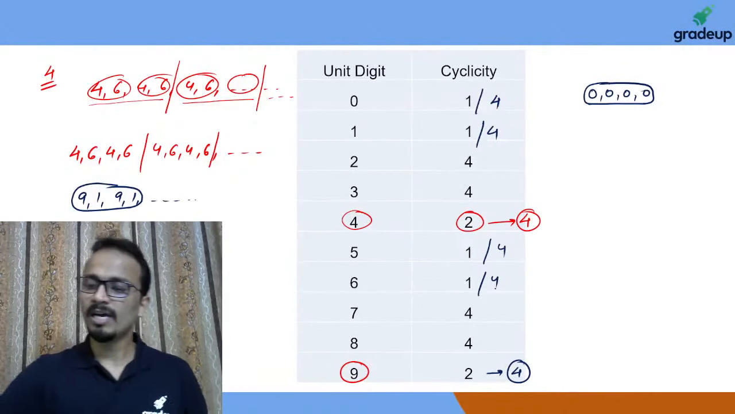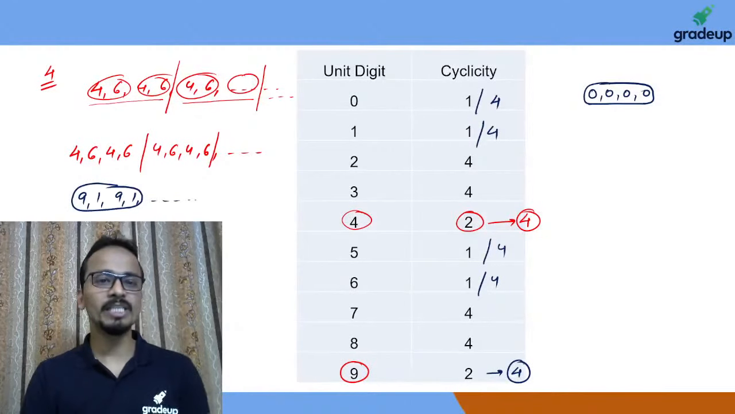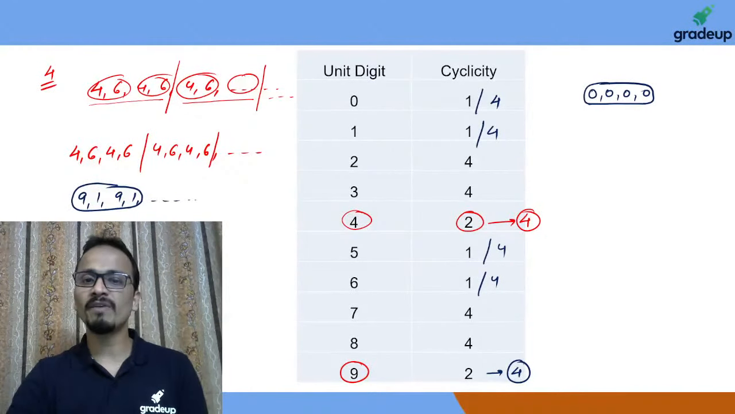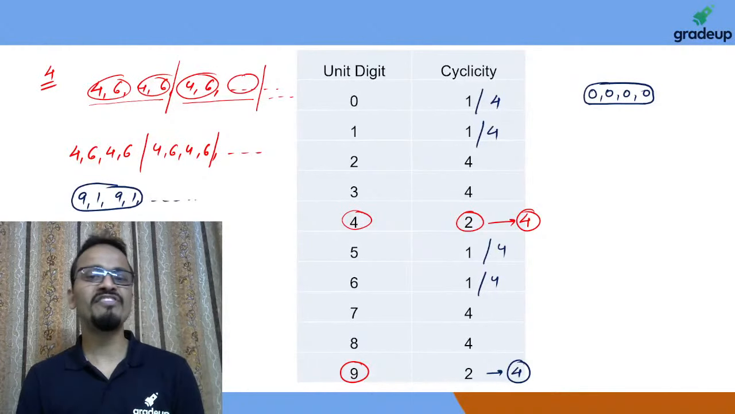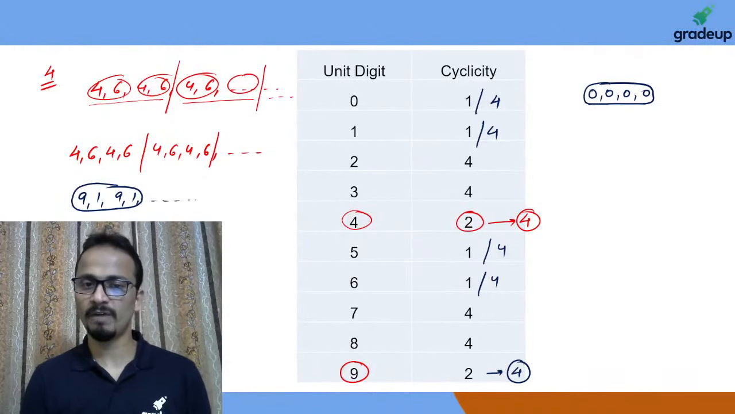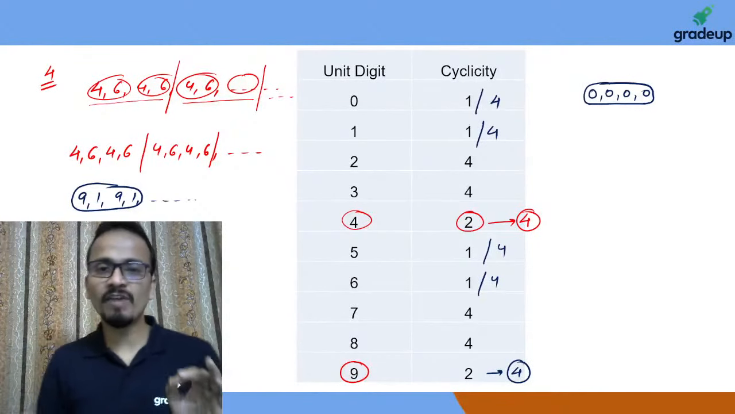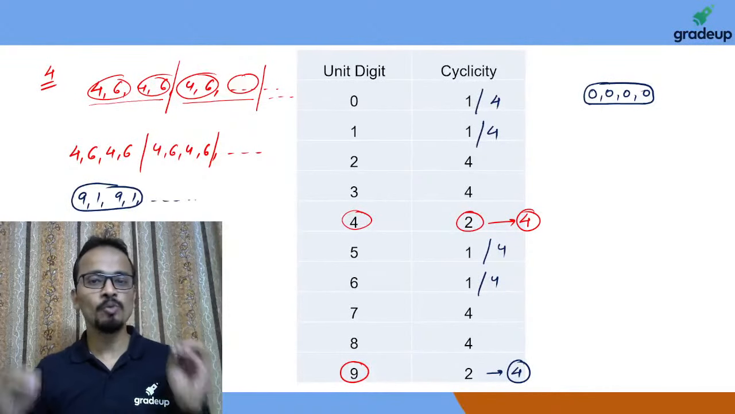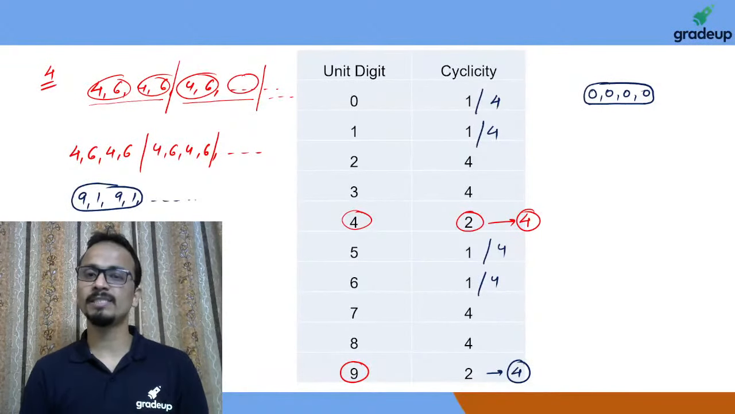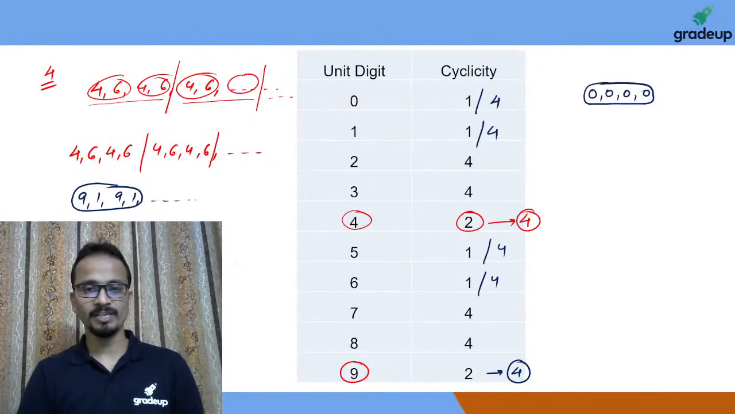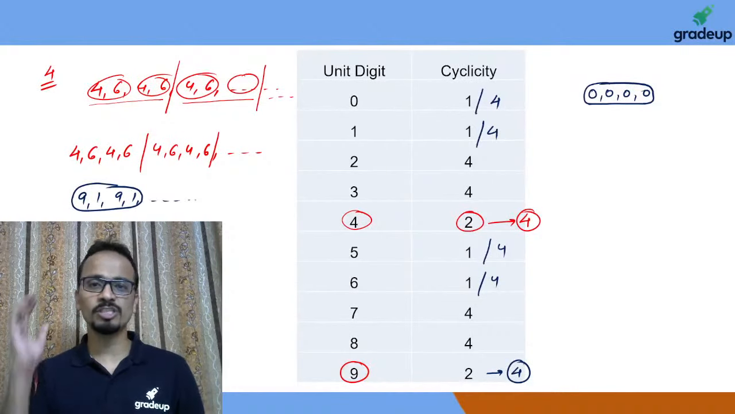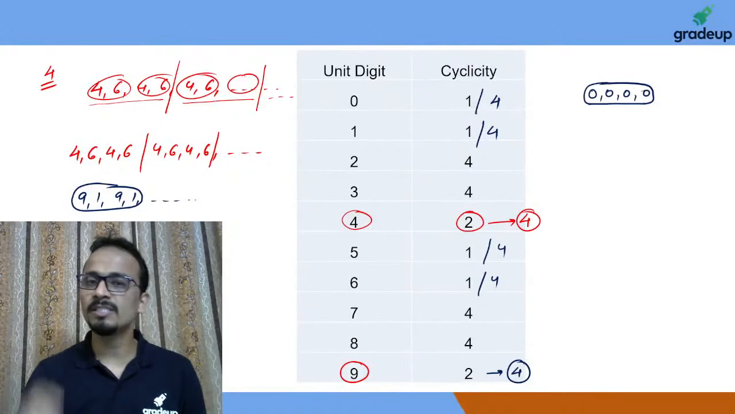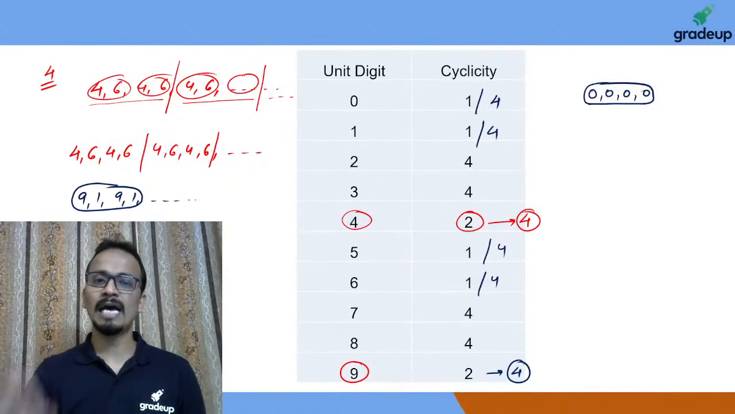Okay, so you can always say that the unit digit for any base raised to any power will definitely repeat after every fourth power, and it will happen for all the bases. So you don't have the burden of remembering the cyclicity for each and every base. You may consider the cyclicity of all the bases as 4. Now you don't need to calculate the cyclicities. You just keep in mind that you may consider the cyclicity of all the numbers as 4.